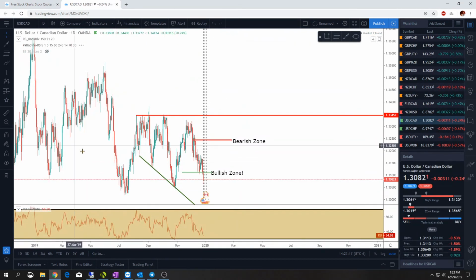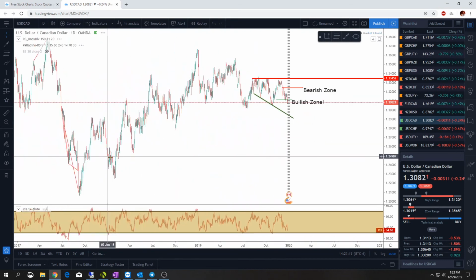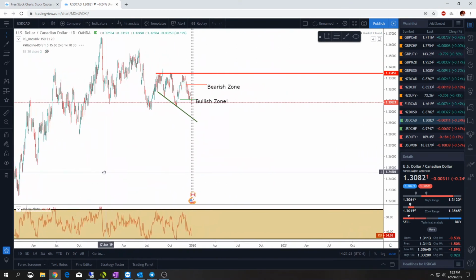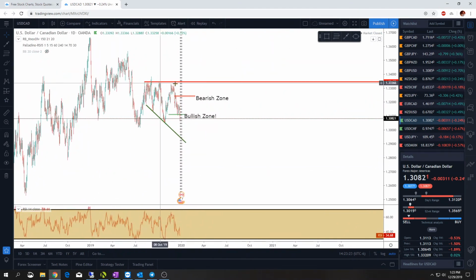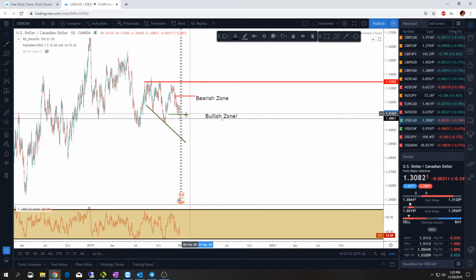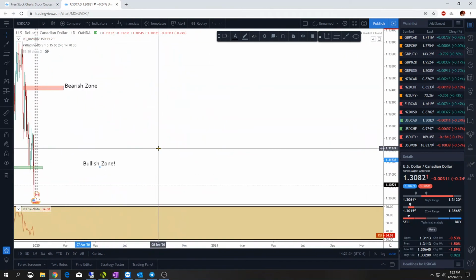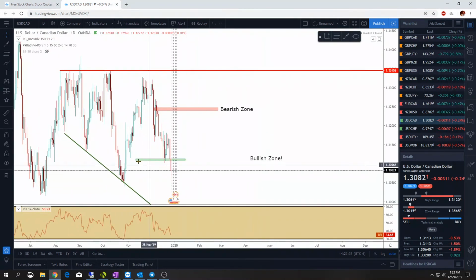Let's look at US dollar, Canadian dollar. So on the daily here, we have a really good resistance level. We're starting to see this downward trend. We're right at a good spot for support. You zoom in here, sorry.